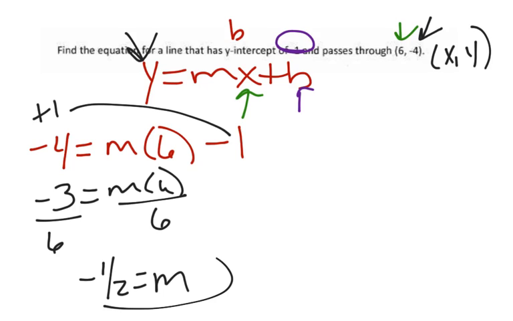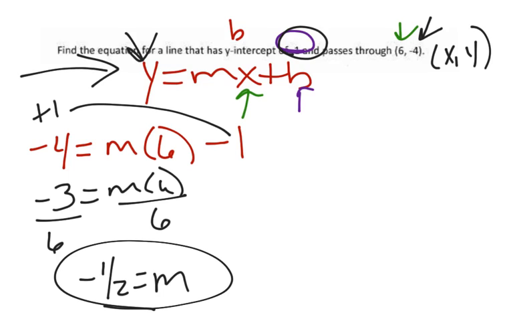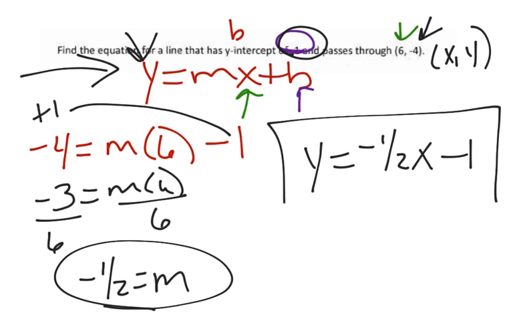So then you're going to take your negative 1/2 and your negative 1, and you're going to put them back in to your slope-intercept form. Y is equal to m, we found was negative 1/2, x minus 1, because they told me that b was negative 1. They gave me the y-intercept.